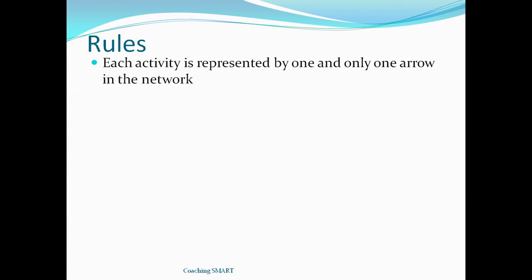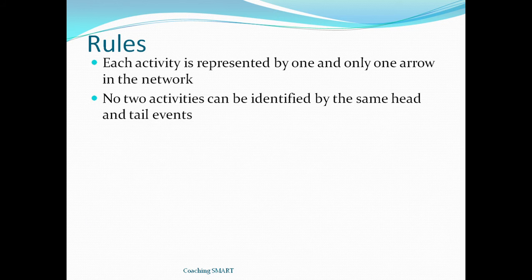Rules. So the rules which are normally used in the preparation of the diagram: each activity is represented by 1 and only 1 arrow in the network. So normally between 2 events is an activity, and each activity is represented by 1 and only 1 arrow in the network. Number 2, no 2 activities can be identified by the same head and tail event. So we have head and tail event representing an activity.